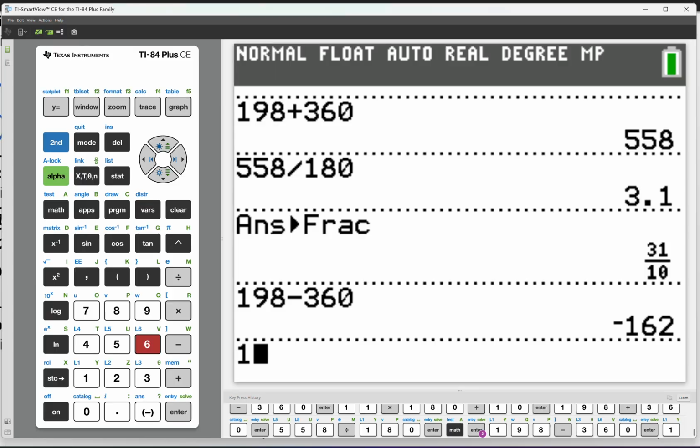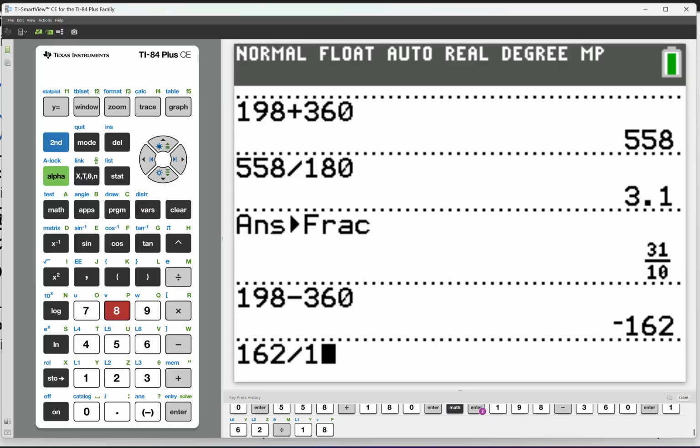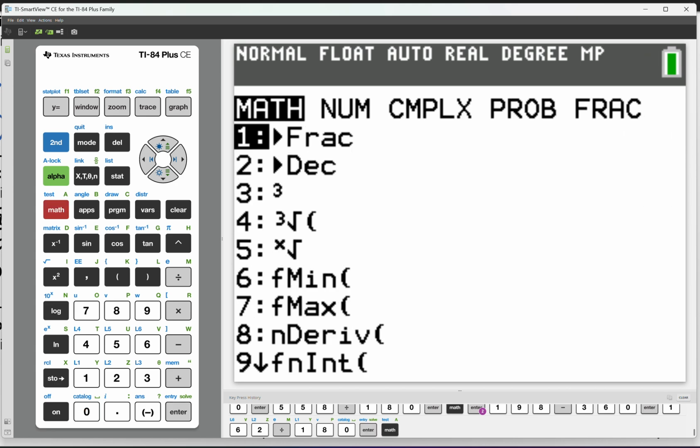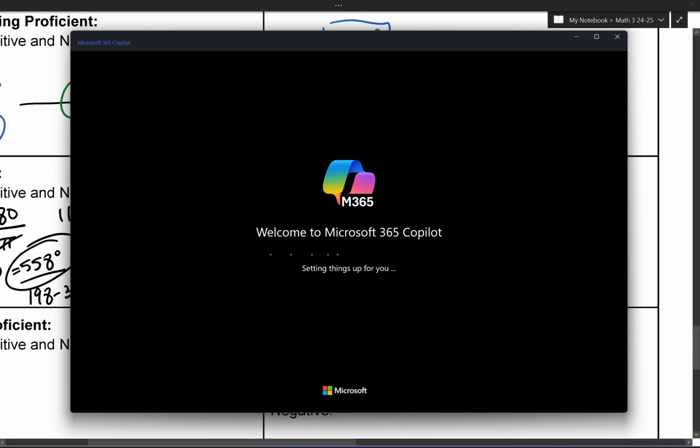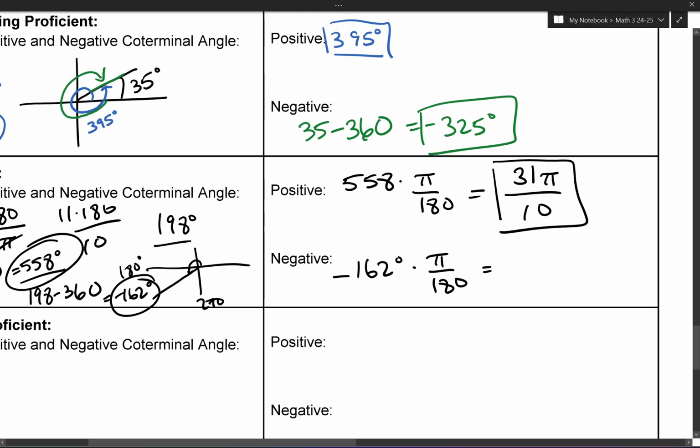162 over 180. Enter. Math. Enter, enter. 9 over 10. Of course, that's not fully right. There's a negative sign, so I put the negative. And it's 9 over 10. Good. And there's pi.